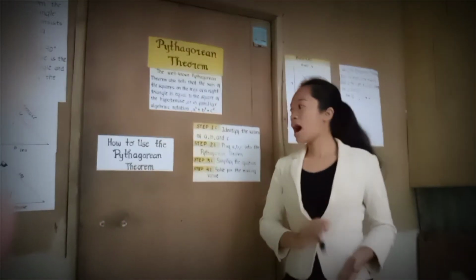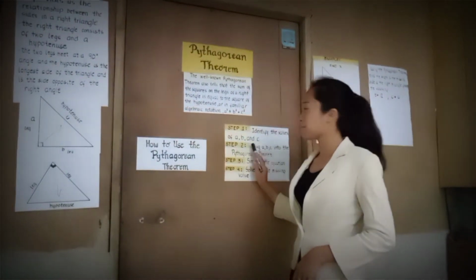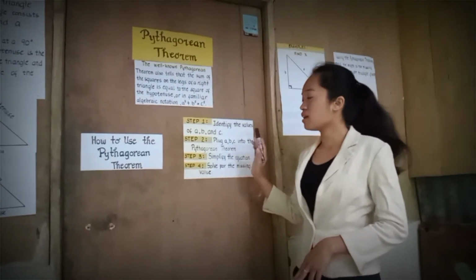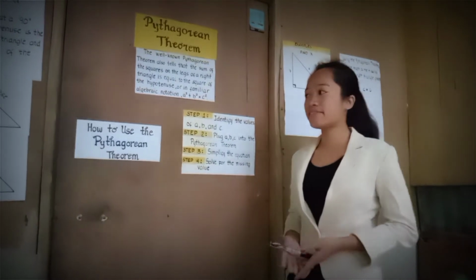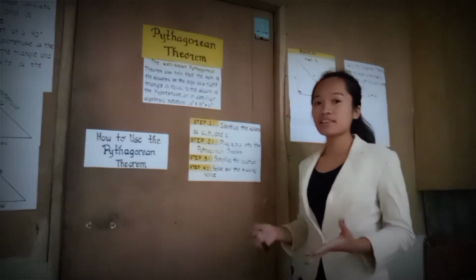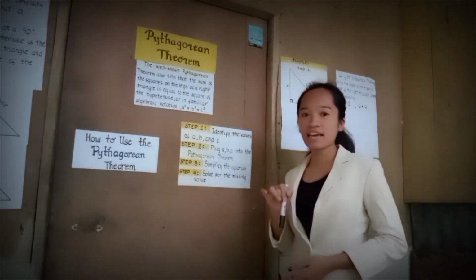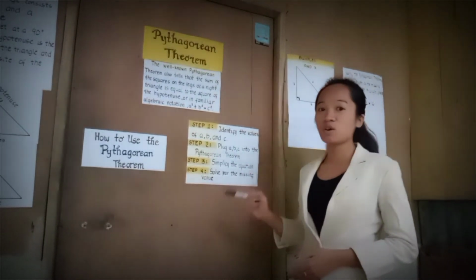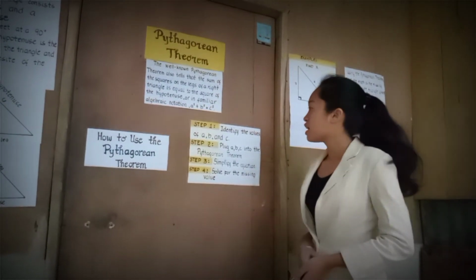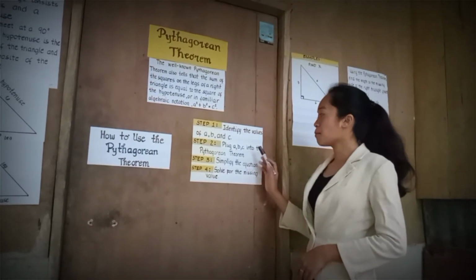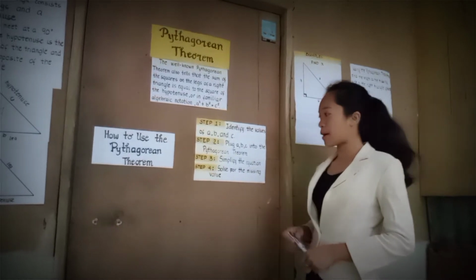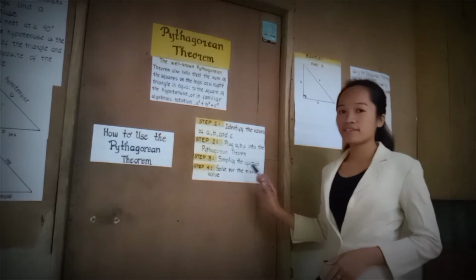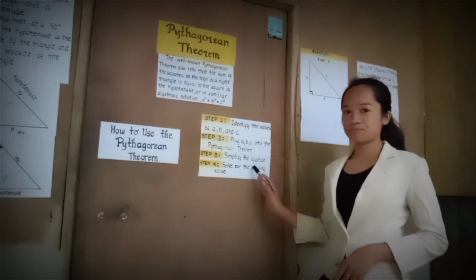So, how do we use the Pythagorean theorem? Step 1, we have to identify the values of a, b, and c. It is important to know which are the two legs and which is the hypotenuse so we can determine the values of a, b, and c. Step 2, plug a, b, and c into the Pythagorean theorem. Next, simplify the equation and solve for the missing value.